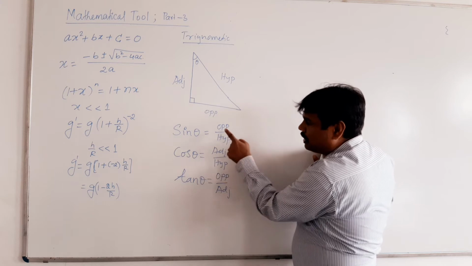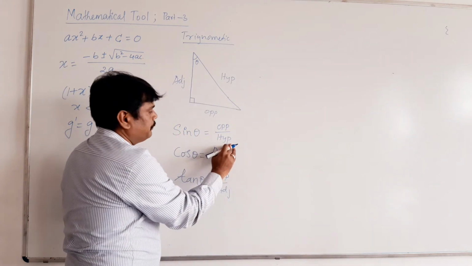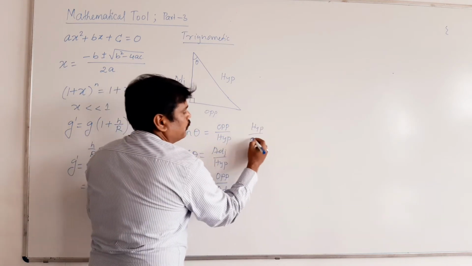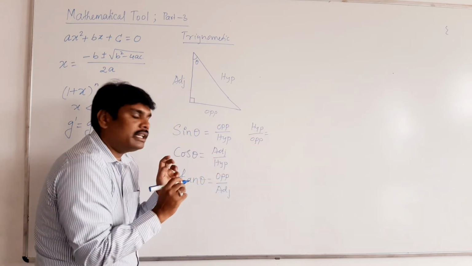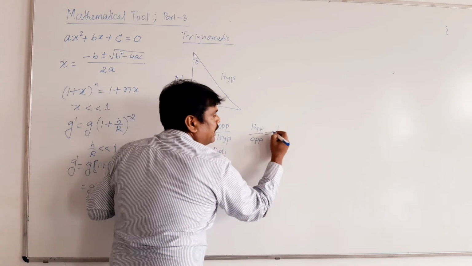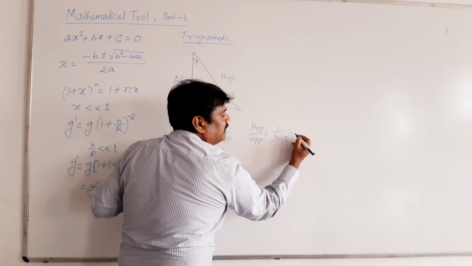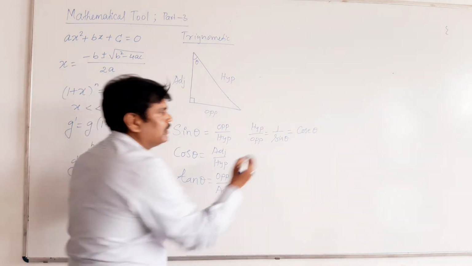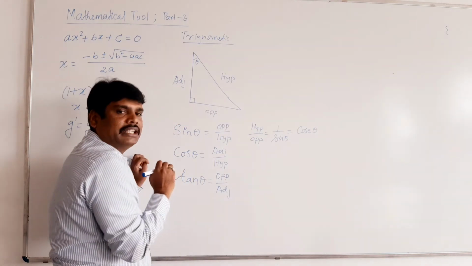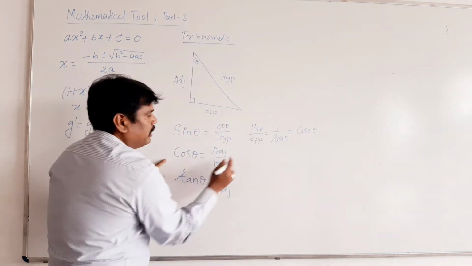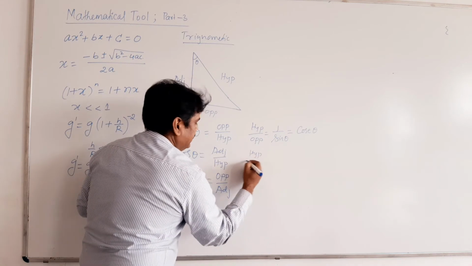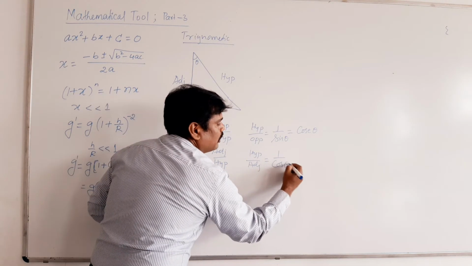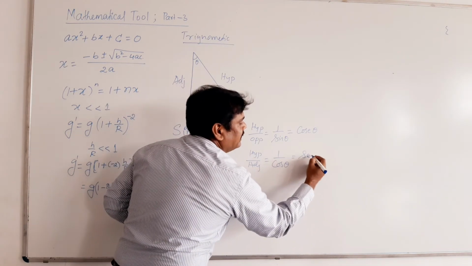If I take the reciprocal of sin theta, which is opposite by hypotenuse, it becomes hypotenuse divided by opposite. We name it 1 by sin theta, and this 1 by sin theta is called cosecant theta. The reciprocal of cos theta is hypotenuse divided by adjacent side, which is 1 by cos theta. 1 by cos theta is secant theta.